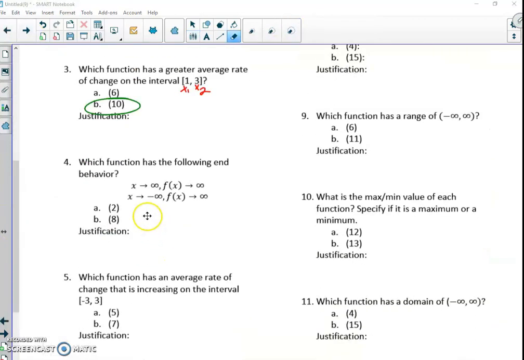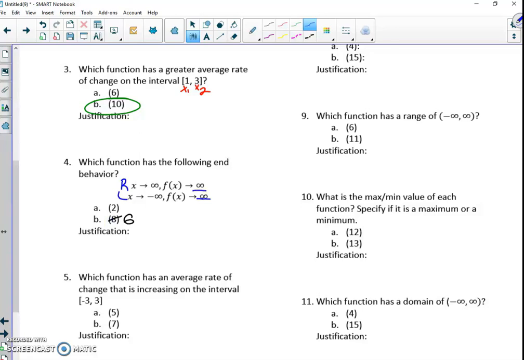For number 4, if you printed it, this is already changed, but if you didn't and you're just watching the video, I'm going to do function 2 and function 6. It says, which of the following has the end behavior: as x goes to infinity, f of x goes to infinity, and as x goes to negative infinity, f of x goes to infinity. So this is talking about the right side of the graph and the left side of the graph. The positive is the right, the negative is the left, and both sides are going up to infinity.